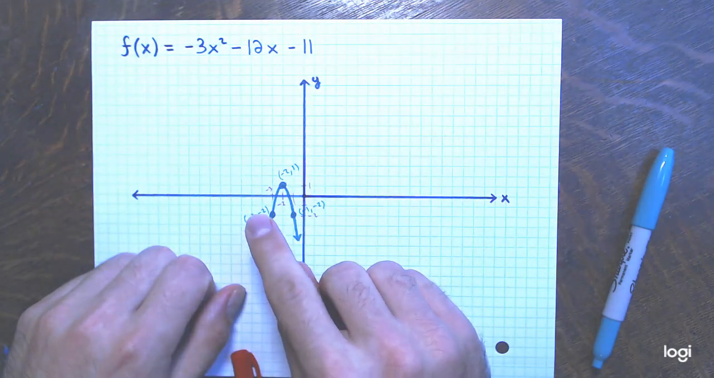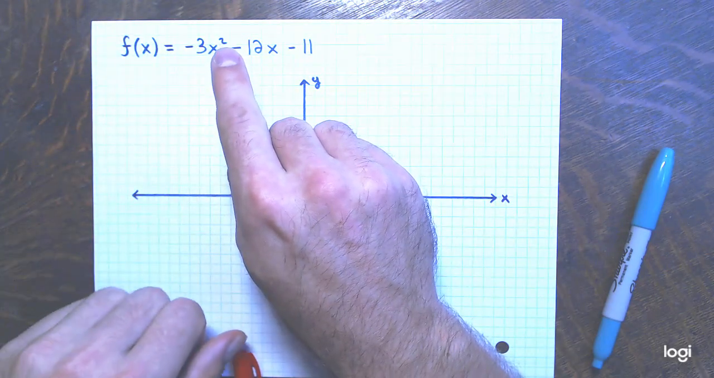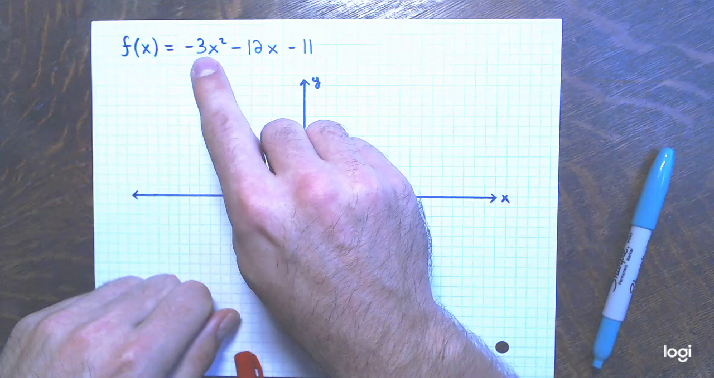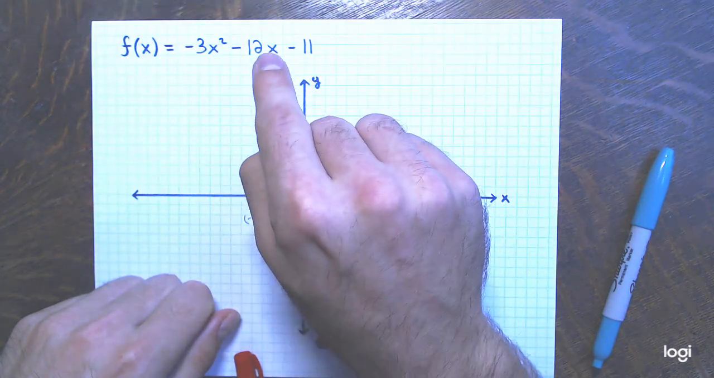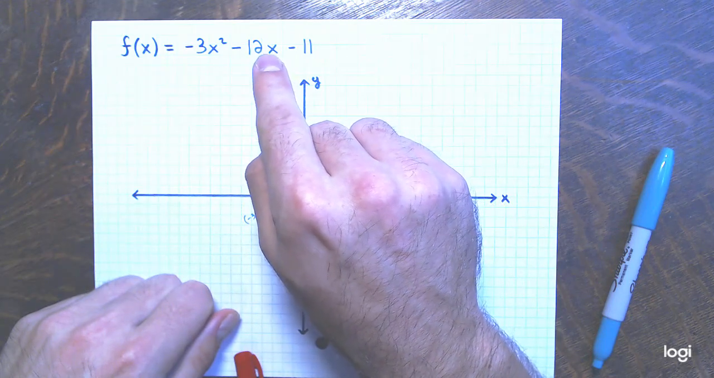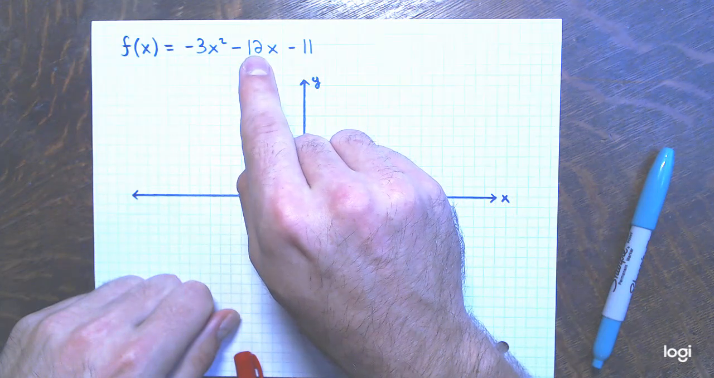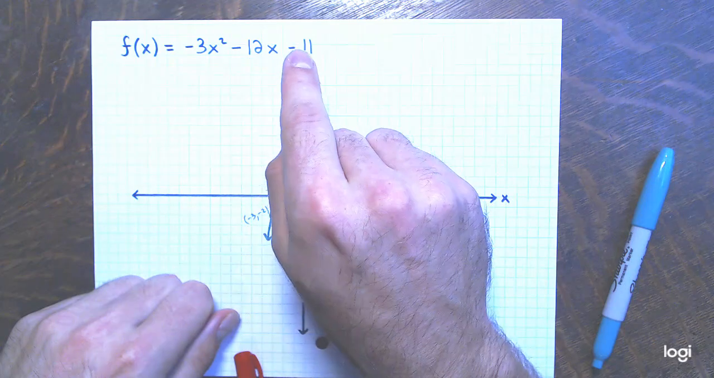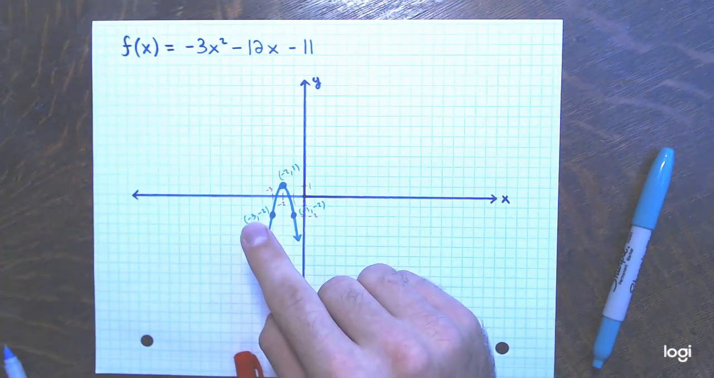Well, let's see. When x is negative 3, negative 3 squared is 9, times negative 3 would be negative 27. So I have negative 27 for the first term. Negative 3 times negative 12 is 36, positive 36. So I have negative 27 plus 36 would be positive 9, and then minus 11 would indeed be negative 2. I do get the output of negative 2 when the input's negative 3.